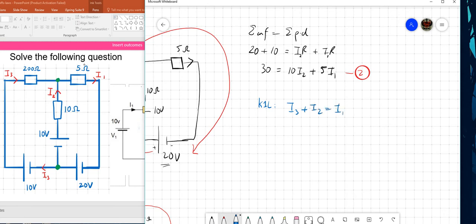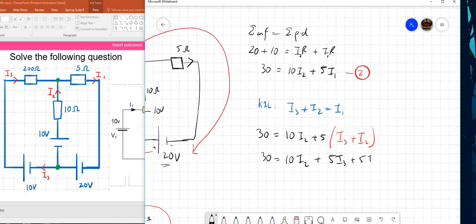So now I'm going to substitute this in. So I have 30 equal to 10 I2 plus 5, open bracket, I3 plus I2. Now I keep going further. 10 I2. Let's simplify this even further. So that's 5 I3. Pretty much we're just doing basic maths there, expand the bracket and so on. So I2 and I2, that's 15 I2 plus 5 I3. Okay, almost done.